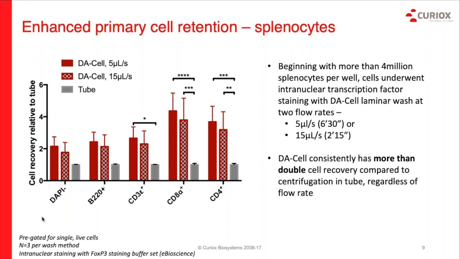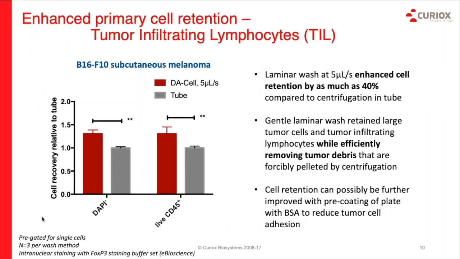So in this case, we've got 2 different flow rates shown with the maroon and gray checkered bars, and then in the tube with the standard method. You can see this is relative to the tube. So the tube retention is 1, so 100%, and then with the DA cell, we're getting almost 2-fold, say with DAPI, and then over 4-fold with CD8 alpha. And then here, this also shows enhanced retention with tumor infiltrating lymphocytes, or TILs.